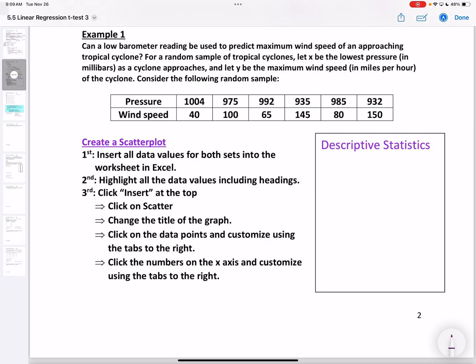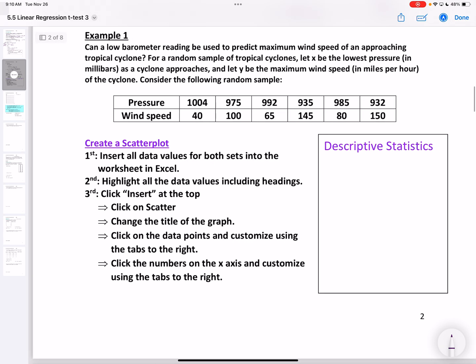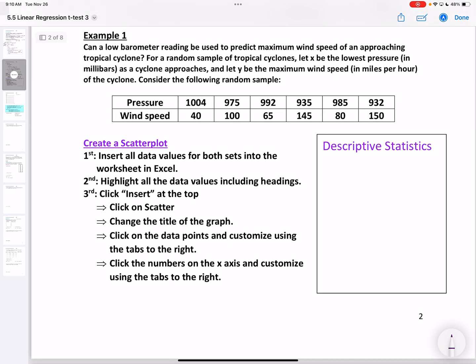This is how you insert a scatter plot on Excel. I think I showed it to you when I was teaching you all that at the beginning of the semester, instead of choosing a box plot or instead of choosing a bar graph. The main thing is insert all your data values and then make sure you highlight the data values and the headings. That helps it so you can figure out which one's your X and Y. And then you just go to insert, click on your scatter, then you change your title, and then you can click on the data points and customize it just like we did all the other graphs, okay?